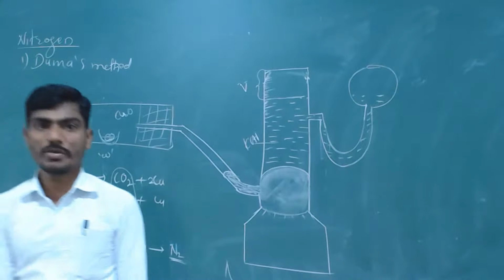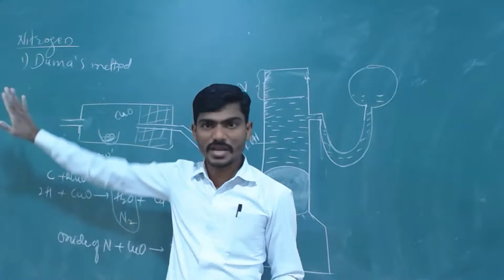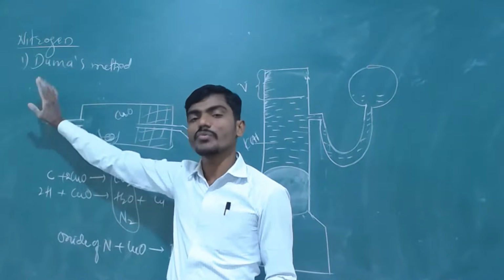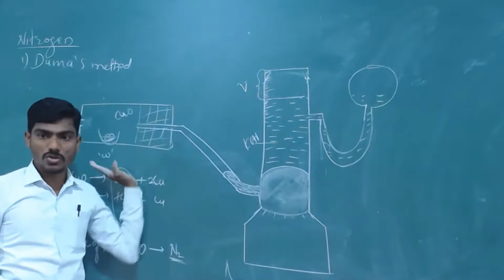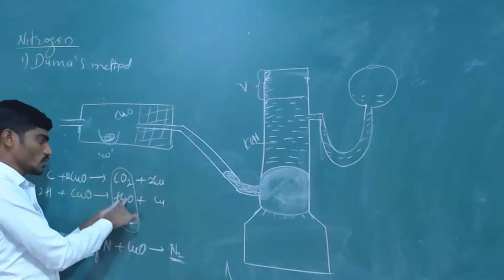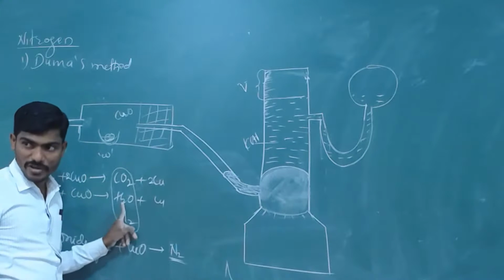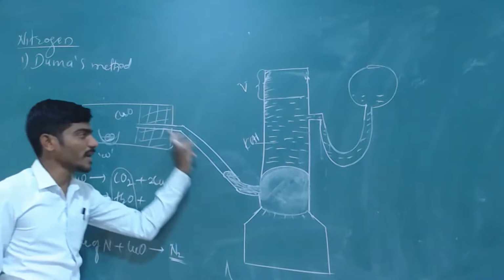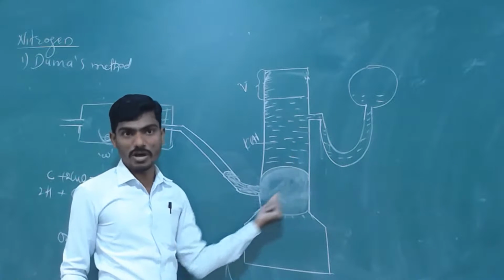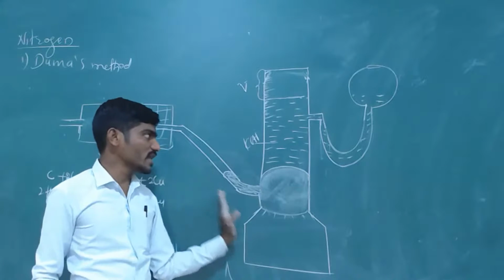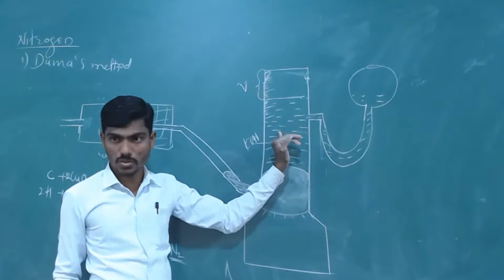Here the given organic compound is taken in the heating flask and it is heated with copper oxide. During this process, carbon is oxidized to carbon dioxide, hydrogen to water, and nitrogen gets set free. So these three gases are made to pass through the Schiff's nitrometer. It is mercury that prevents the backflow of solution. So here these gases will pass through the potassium hydroxide solution.